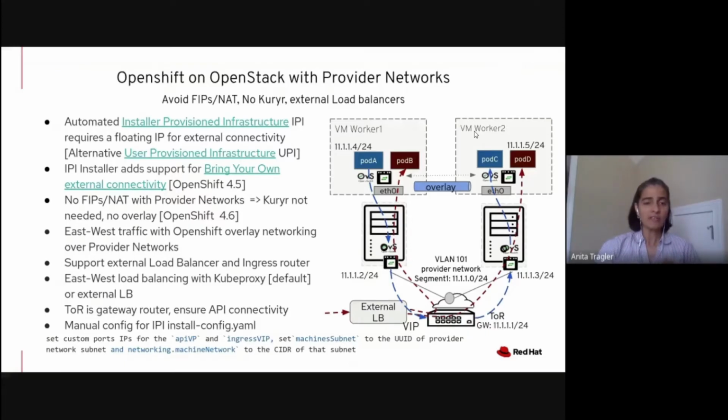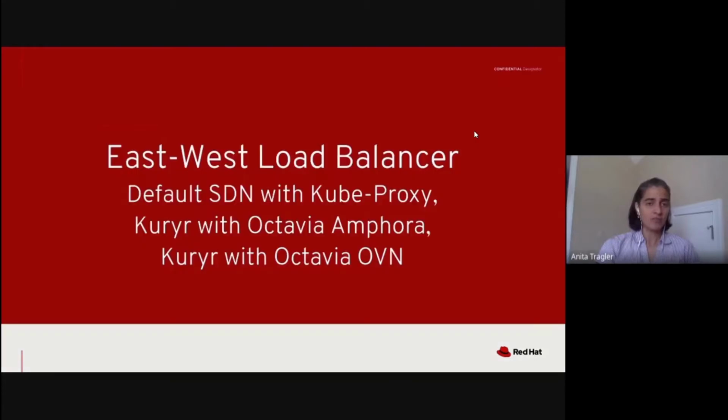As we said, the top of rack is the gateway, and you need to ensure connectivity for both your OpenStack and your OpenShift or Kubernetes API. There is some manual API configuration needed in this use case. Let's look at east-west load balancer options.